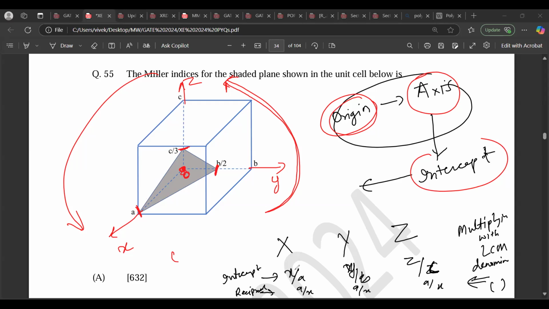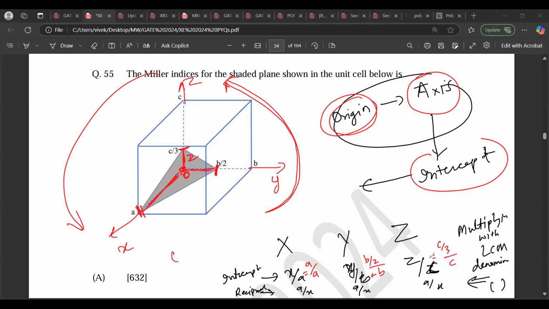So my intercept is going to be X. X is how much? Complete A. So my X is A, so A by A. And then my Y is half of B. That means Y is B by 2. Of course, B is already there in the expression. And Z is how much? Z is C by 3. So my Z is C by 3 by C.